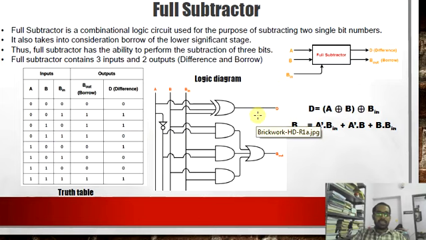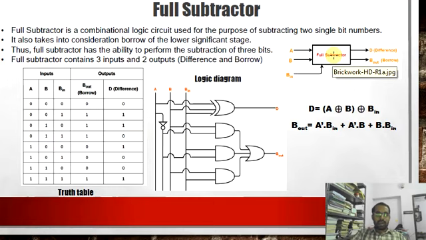So we can create the logic diagram of the full subtractor circuit using these expressions, where we can use a single XOR gate with 3 inputs to generate the difference between these bits, and we can use a NOT gate here, and the corresponding combination of these inputs along with these AND gates, and the output of the AND gates is given to the input of the OR gate to form this combination. So this is the corresponding logic gate diagram which is supposed to be inside this full subtractor circuit.